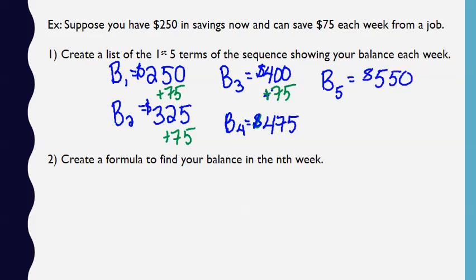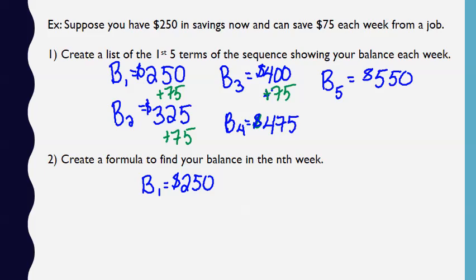So say we wanted to figure out a formula to show how much money we're going to have given any week. So say we're looking forward and we want to know if we save for 10 weeks or whatever, how much money we're going to have in our savings account. So if we look at our pattern, we know our starting value, B1, is equal to $250. And then every week after that, we add on $75.